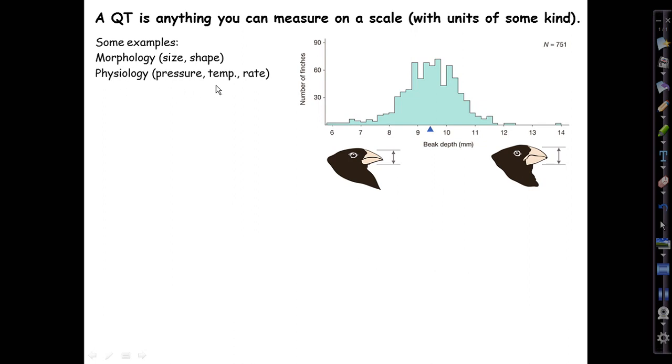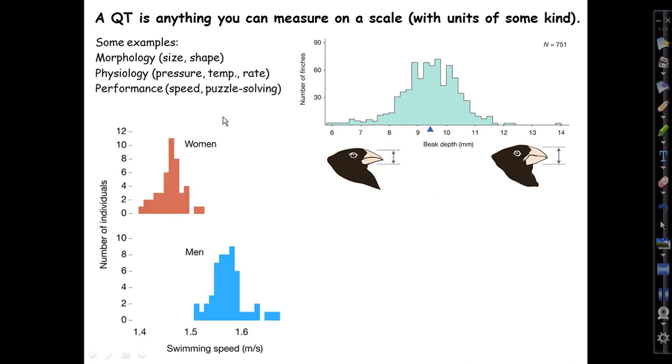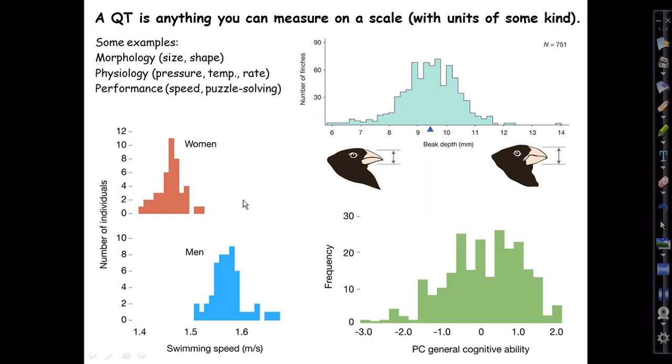Physiological measurements, pressures, temperatures, rates of anything are perfectly valid quantitative traits, as are behavioral performances, speed, for example, or puzzle solving. Here are some textbook data on swimming speeds in meters per second of bunches of men and women in some event, presumably. And here's the way IQ is defined and measured, as a very abstract principal components analysis of people's performance on a bunch of paper and pencil tests, which is what it is.